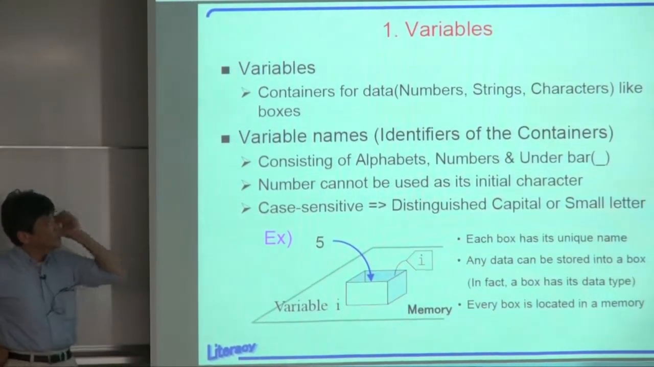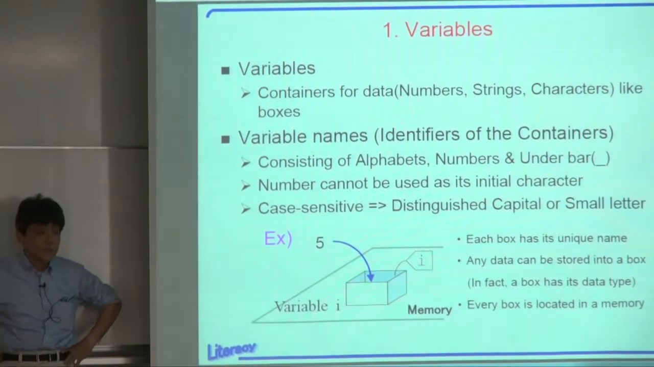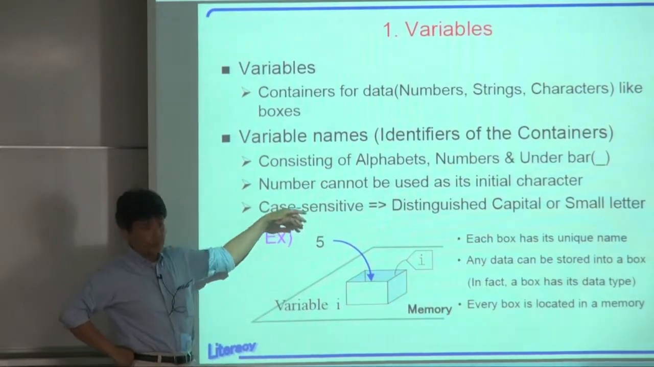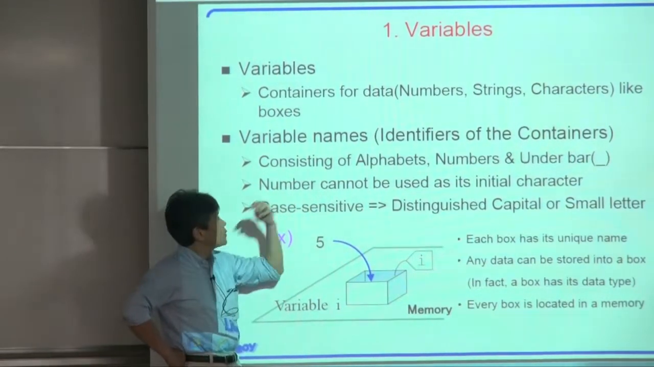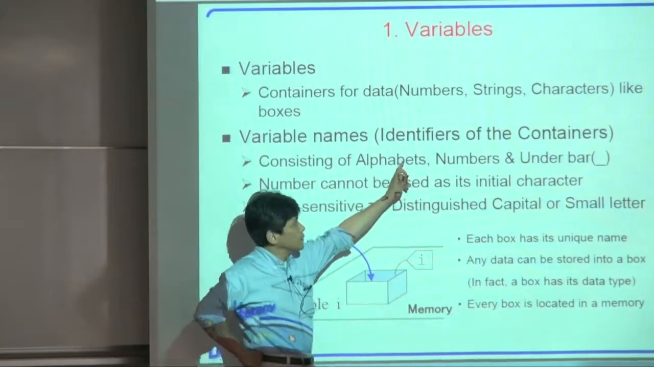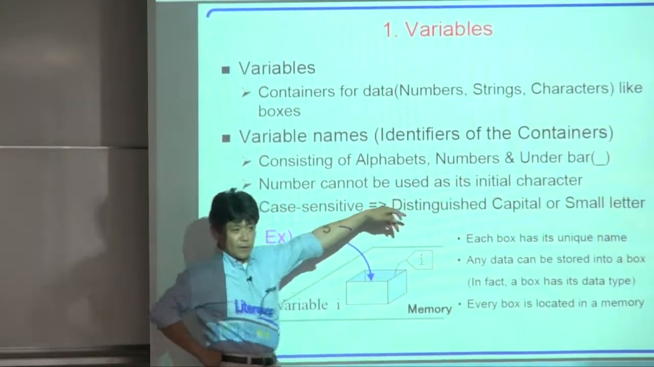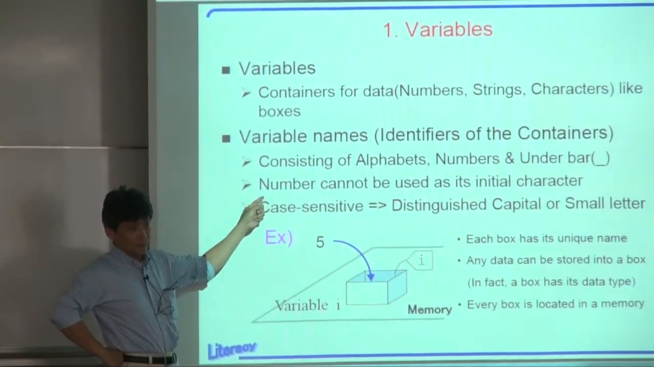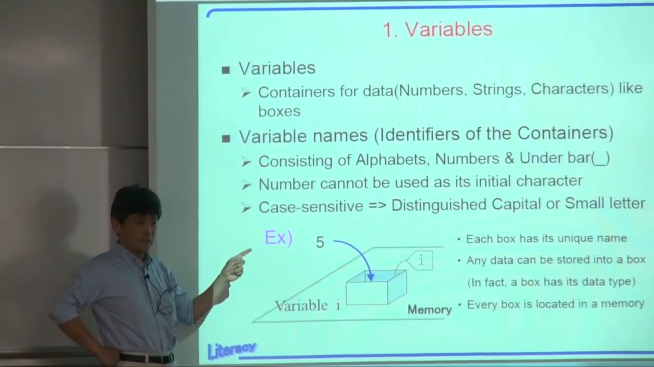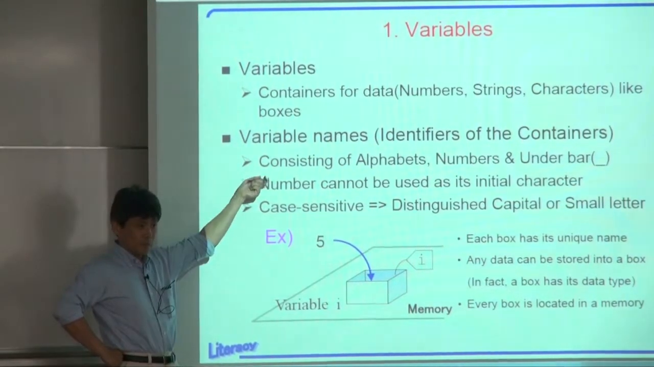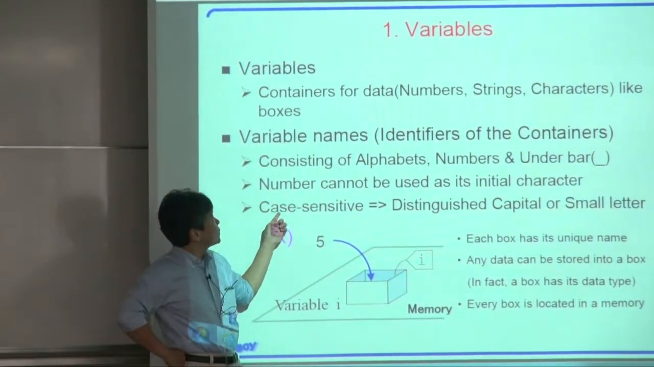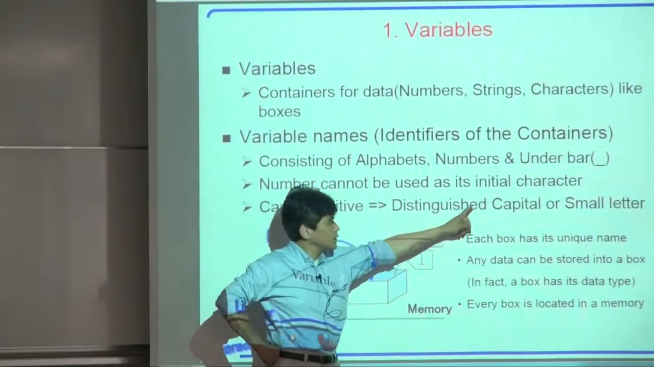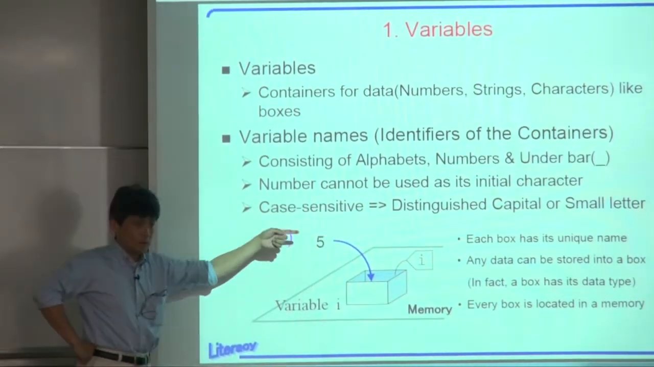When you assign names to variables, you have to keep these rules. Variable names consist of alphabets, numbers, and underscore. A number cannot be used as the initial letter of a variable name. And variable names are case sensitive, to distinguish capital or small letters.